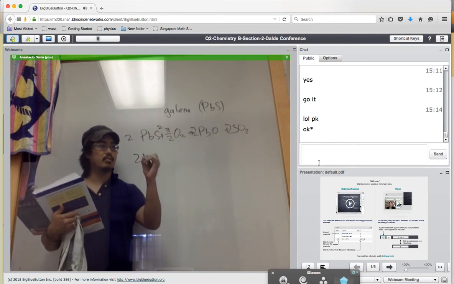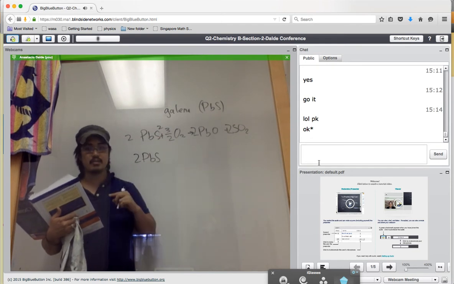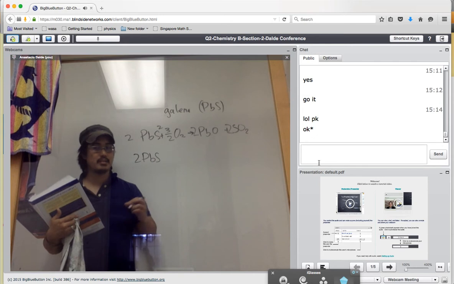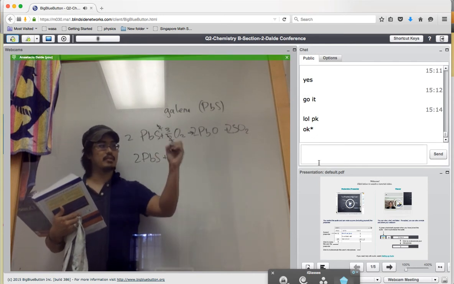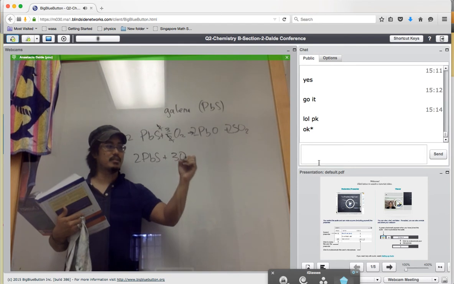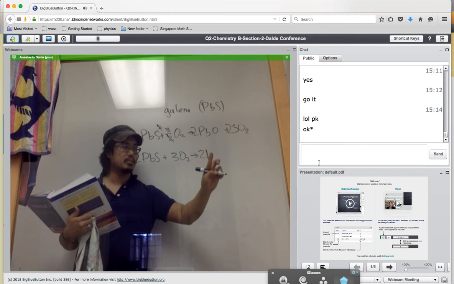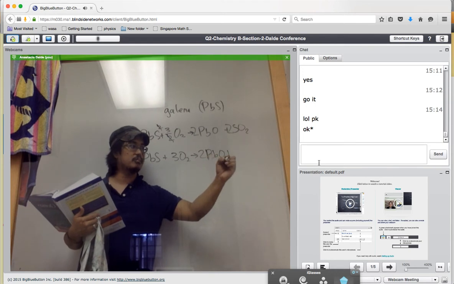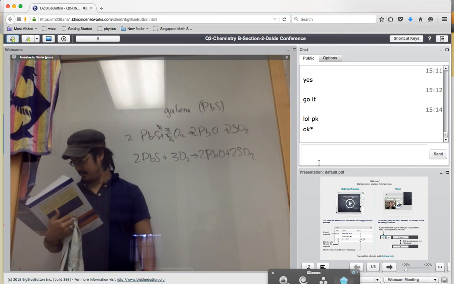So I have 2 PbS. By the way, when I take 2 times 3 halves, what does that give me? The 2 cancels out with the 2, and you end up getting 3. Yields 2 PbO, plus 2 SO2. We cool with that?